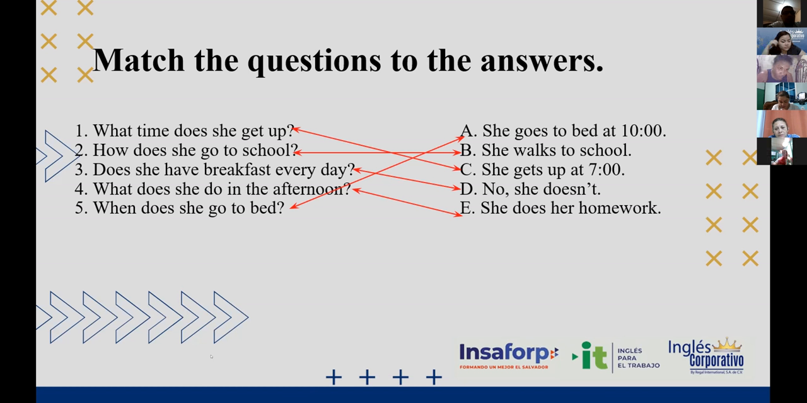She gets up at 7. How does she go to school? To school. Does she have breakfast every day? No, she doesn't. What does she do in the afternoon? She does her homework. When does she go to bed? She goes at 10. She goes to bed at 10. Very good. Thank you, Santos and Caroline.